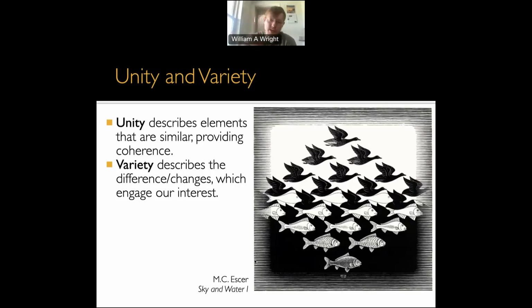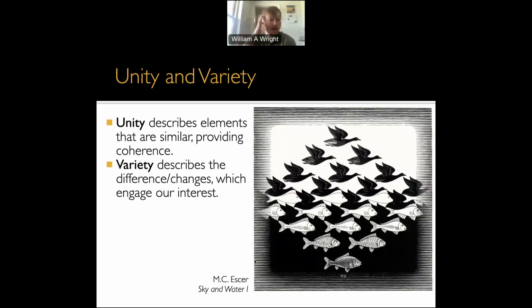But the multiple birds, that's a sense of unity. The multiple fish, that's a sense of unity. But then the variety is the difference. And then plus just forgetting that it's a specific bird or fish, just the repeated shape, the motif of black shapes and white shapes, positive, negative.